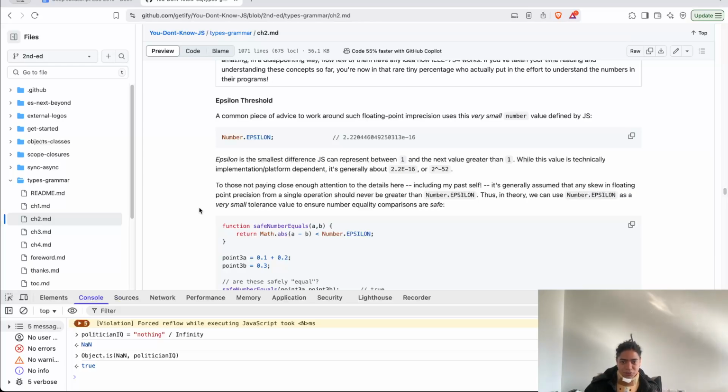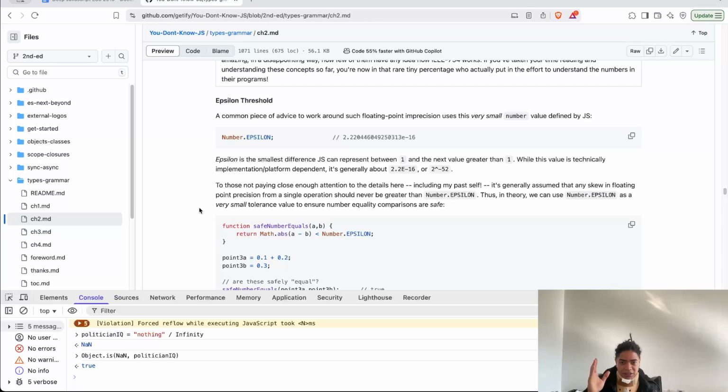Epsilon is the smallest difference JavaScript can represent between 1 and the next value greater than 1. To those not paying close enough attention to the detail here, including my past self, it is generally assumed that any skew in floating point precision from a single operation should never be greater than Number.EPSILON. It can never be greater than this.